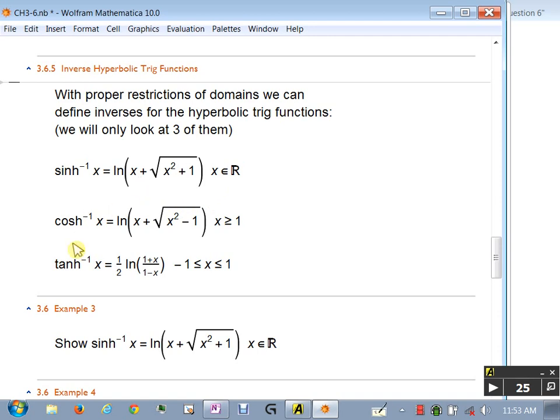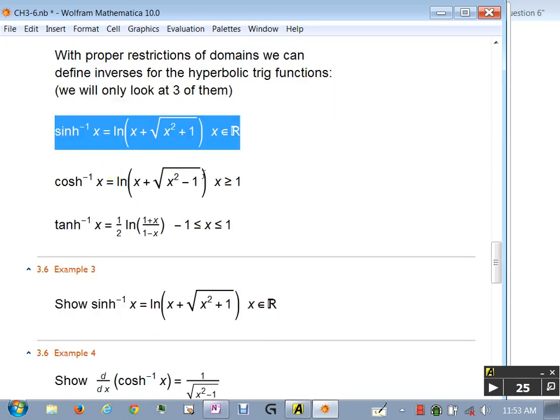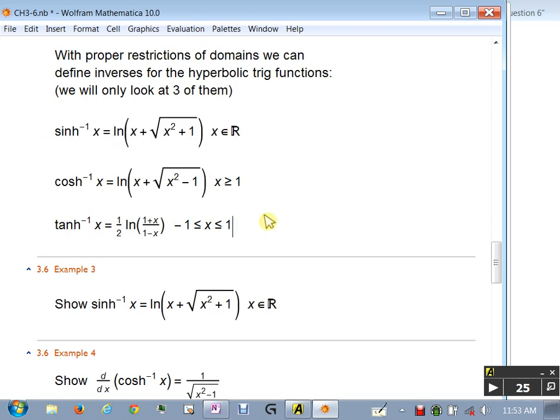And here's the definition of the inverse hyperbolic cosine and the inverse hyperbolic tangent. I'm not including the other 3, because they're very seldom used. So these are the only 3 that we're going to look at. What I'd like to do is show where this one comes from, because it looks pretty nasty, doesn't it? Let's show where that thing is generated.